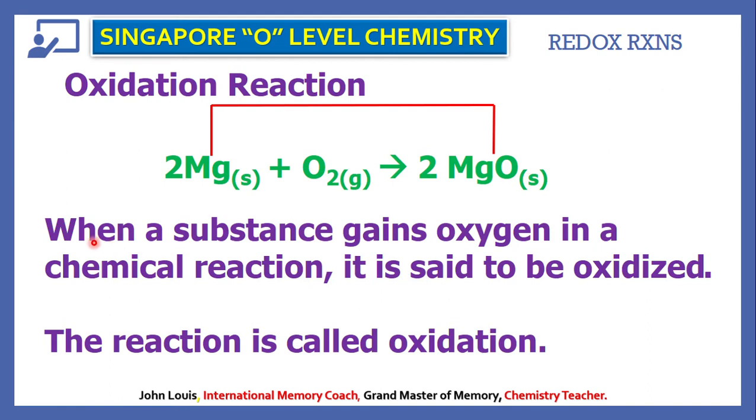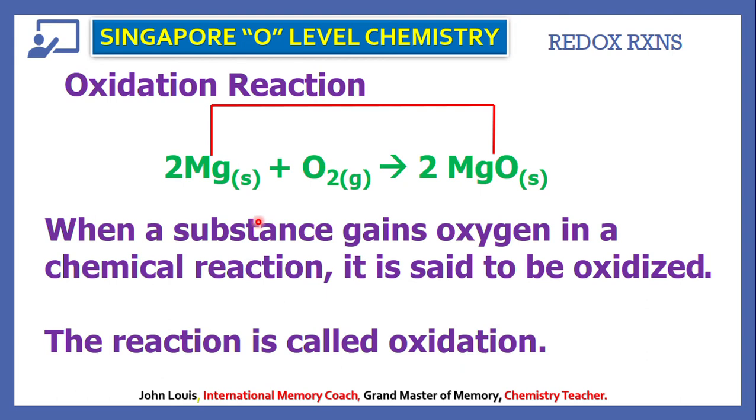So, what is the definition? When a substance gains oxygen in a chemical reaction, it is said to be oxidized. Here magnesium gains oxygen to form magnesium oxide, therefore magnesium is oxidized. This reaction is called oxidation reaction. Hope you understood what is oxidation.